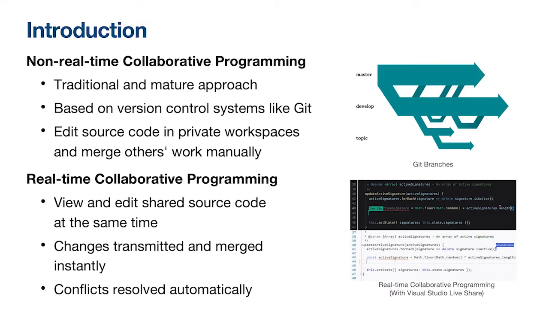In contrast, real-time collaborative programming supports a group of programmers to view and edit the shared source code at the same time. Changes performed by collaborators are transmitted and merged instantly as the animation shows. During real-time collaborative programming, operation conflicts caused by concurrent editing are resolved automatically, which ensures the consistency of distributed source code.